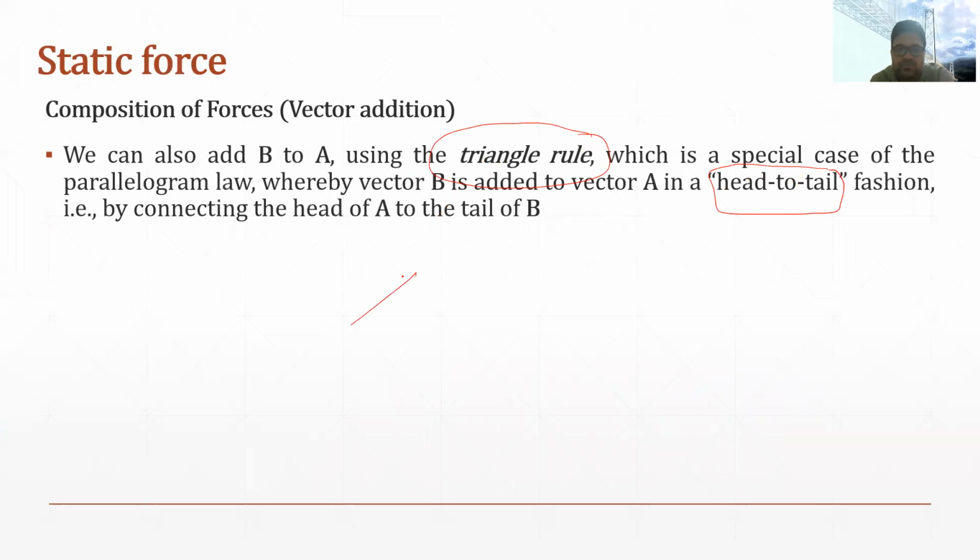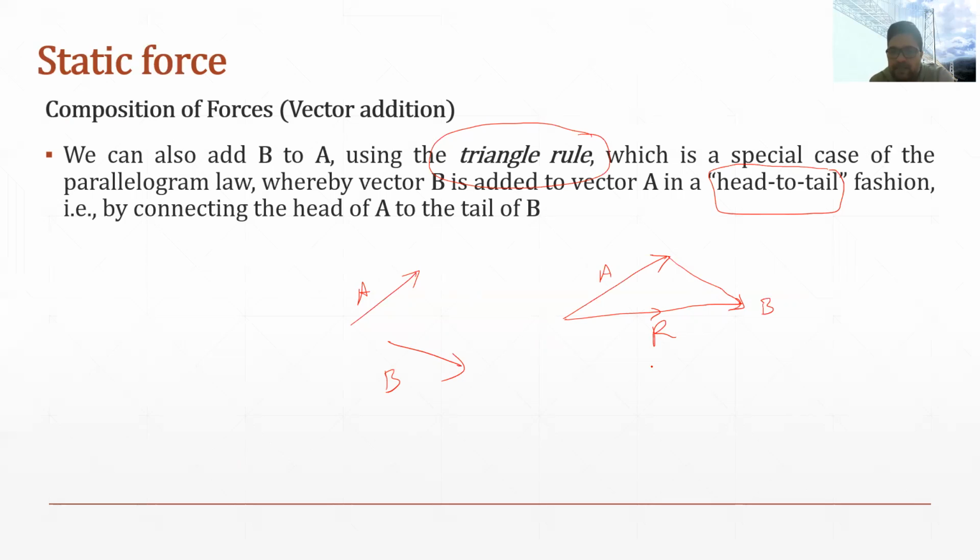So for example, there are two forces again. What we can do is make a triangle of these two forces. Like this is force A, this is force B. So this is force A, and if I add this force B by the tail, I mean the head of A is connected with the tail of B, in that case the closing side of the triangle will be the resultant of these two forces.